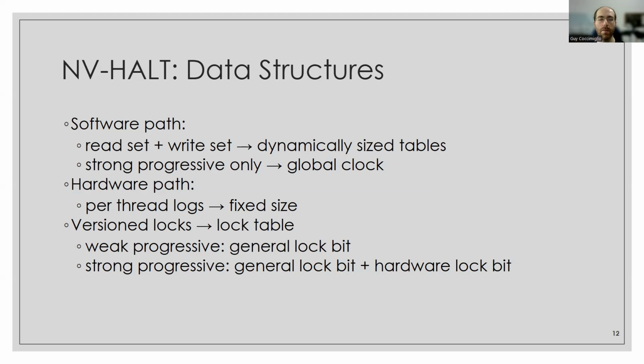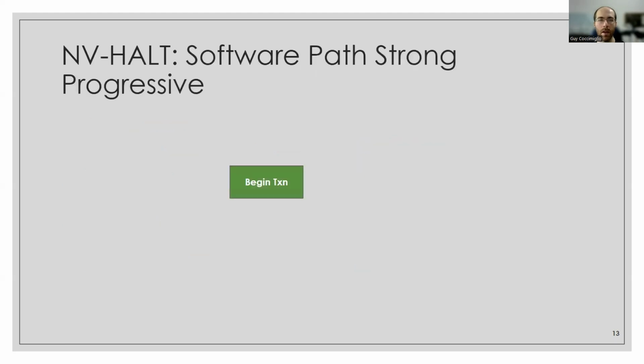For our weak progressive implementation, each one of these version locks, along with its version number, has a general lock bit, which is set whenever a software transaction or a hardware transaction claims the lock. And in the strong progressive implementation, we have that same general lock bit, which is set by either software or hardware transactions. And we also have a hardware lock bit, which is only set by hardware transactions that claim the lock.